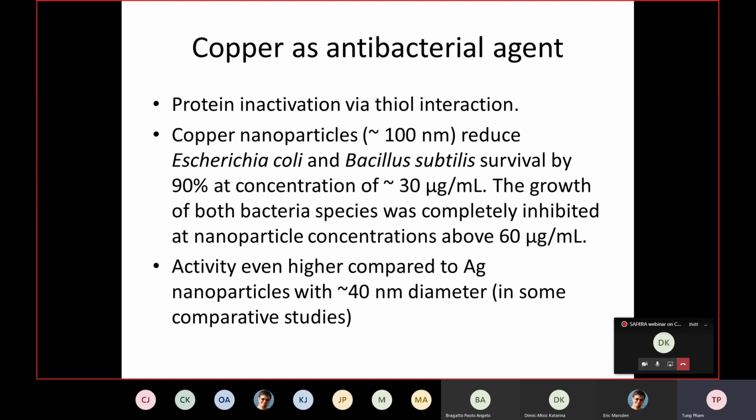One example here is that copper nanoparticles with an average mean diameter of 100 nanometer reduce the growth of E. coli and Bacillus subtilis by 90% at a concentration of about 30 micrograms per milliliter, and it could inhibit the growth completely at 60 micrograms per milliliter. And there's an interesting comparative study I have found. Some group has done a comparative study between copper and silver, and in some cases they even reported that copper has higher activity compared to silver nanoparticles with a diameter of roughly 40 nanometer.